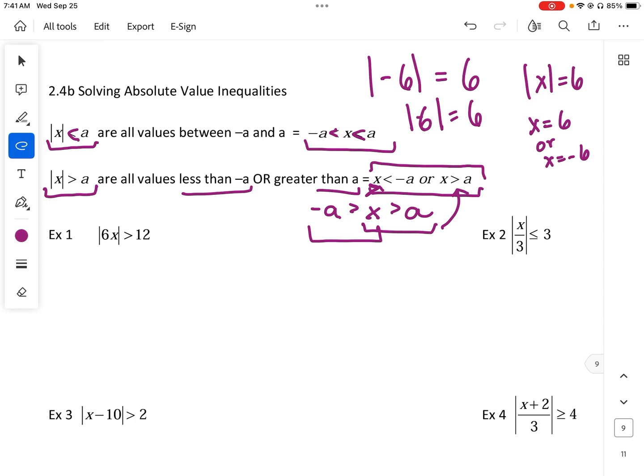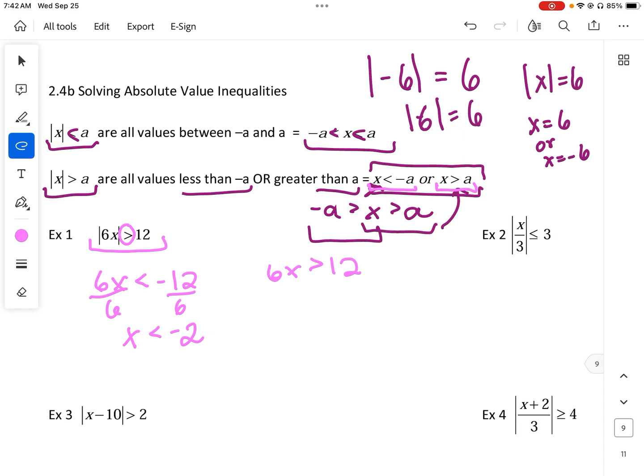Okay, so let's start with this first one. Let me go ahead and change my color. So we're going to say, since this says greater than, we're going to say 6x is less than -12, or 6x is greater than +12. So that's how we were using that little template right there. All right, so now solve. So x is less than -2. Solve. X is greater than 2.